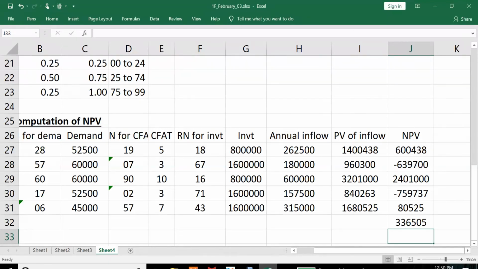The range is very high. Sometimes you get plus 24 lakhs, somewhere you are getting negative 7 lakhs. We'll just put an average of that: 336,505. We have done this experiment 5 times. Practically I can do it for any number of times because Excel will do the calculation automatically.